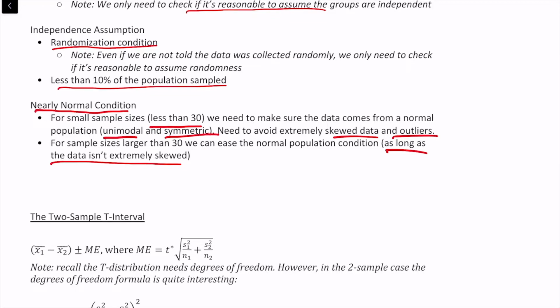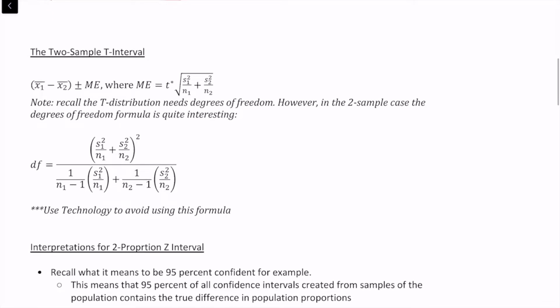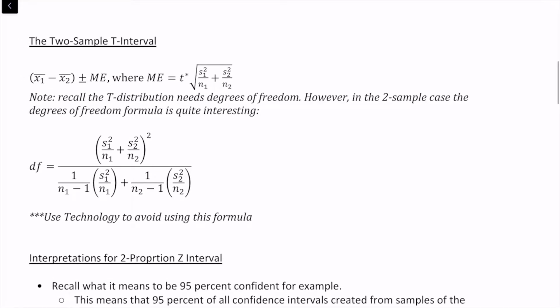All right, so once all the conditions have been checked and they are met, then we can perform the two-sample t-interval. Now, what is that? Remember, we have two different samples that we're working with. We do x1 bar minus x2 bar. That gives us what we call the point estimate, the center of the interval. And then we add and subtract the margin of error. Well, how do we get the margin of error? We take t star, which is your critical t-score, and we multiply it by the standard error.